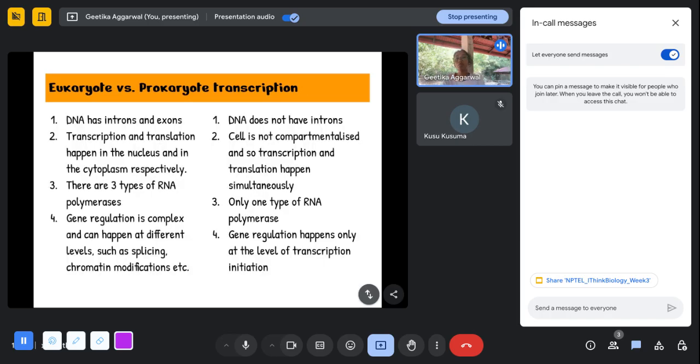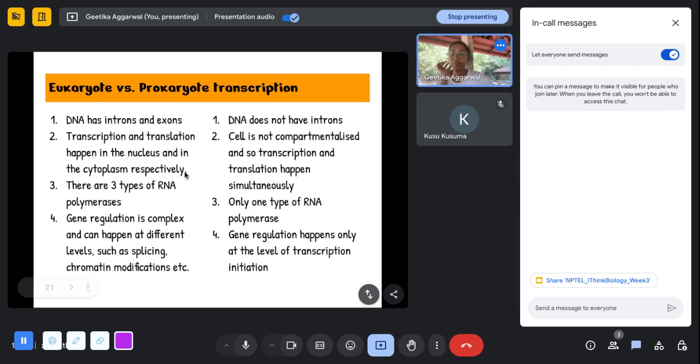But exons are the part of the sequences that actually code for proteins. So, as I discussed, how are eukaryotes different from prokaryotes in transcription? In eukaryotes, the DNA has introns and exons, as I already mentioned, but DNA does not have introns in prokaryotes. All of it codes for proteins. Transcription and translation happen in the nucleus and in the cytoplasm, respectively. Transcription happens in the nucleus, translation happens in the cytoplasm. But here, the cell is not compartmentalized in prokaryotes, and so transcription and translation can happen at the same time in the same space.